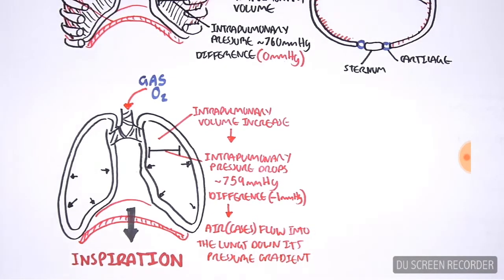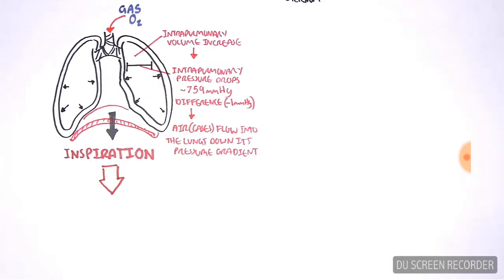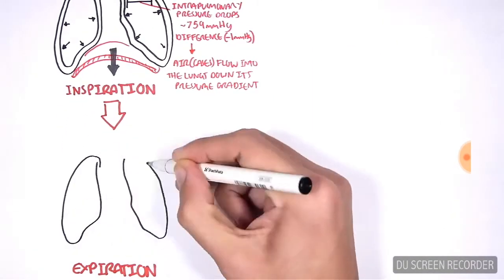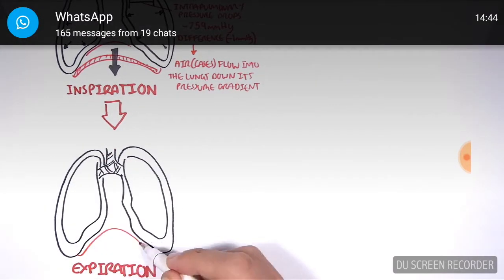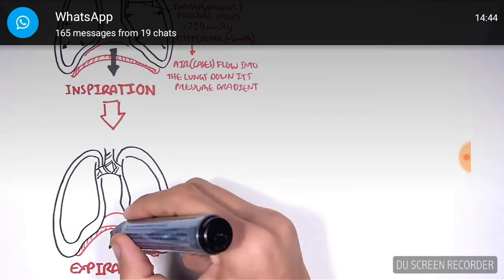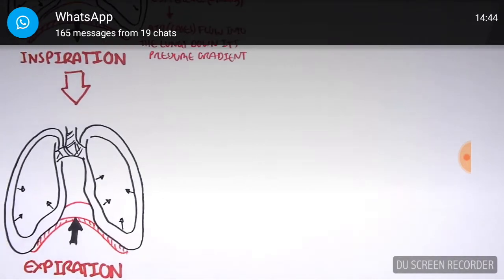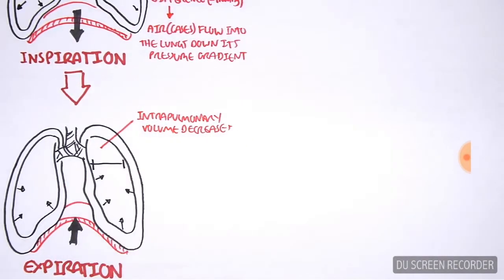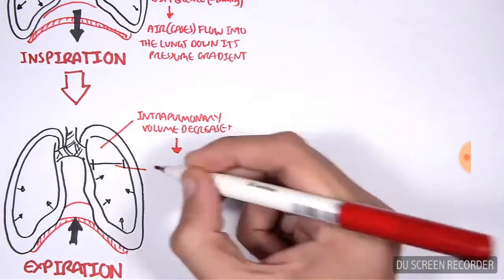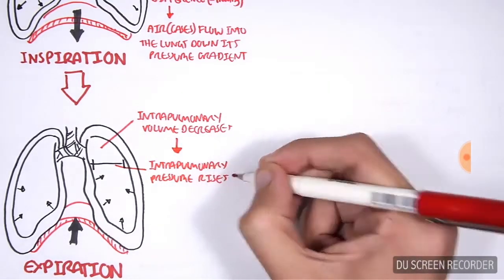And so after inspiration, we have automatically expiration when we breathe out air. What happens here is that the intercostal muscles and the diaphragm muscle will relax. The diaphragm will move back up to its original place. And this will cause the intrapulmonary volume to decrease again. A decrease in intrapulmonary volume will mean that the intrapulmonary pressure will increase.